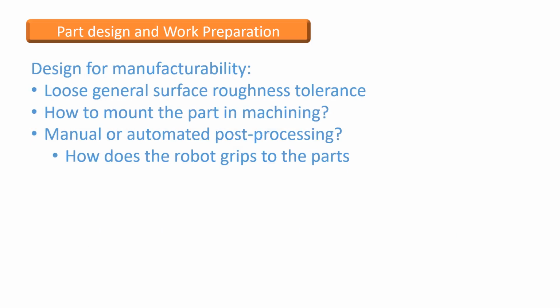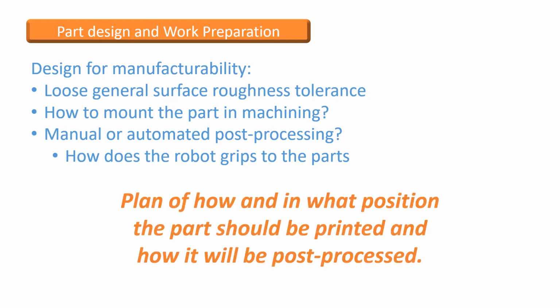The general surface roughness tolerance of the part should be set loose, and the more precise surface roughness set only where it is really needed. If the part has areas that need to be machined, it must be possible to fix the part for machining. To do this, you may have to design mounting points or even separate mounting parts for the part. The same situation exists if post-processing of a part is automated and robots are used to process the part. The place where the robot can grab the part must be known in advance.